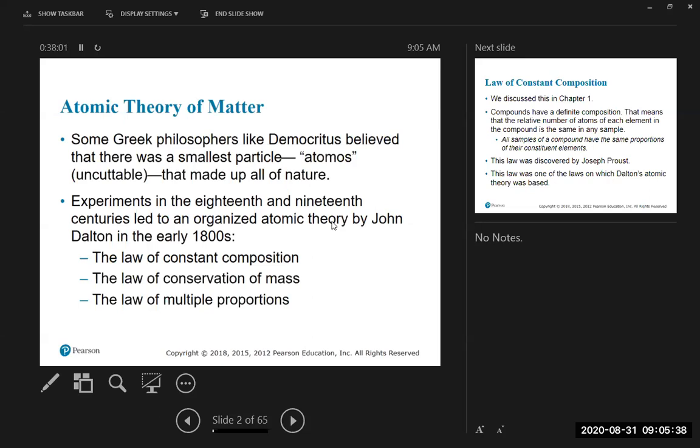And so there were 3 things that he depended on and pieced together. One was the law of constant composition, the law of conservation of mass, and the law of multiple proportions. We've talked about constant composition a little bit, but we'll go over that again and we'll go over the other 2.